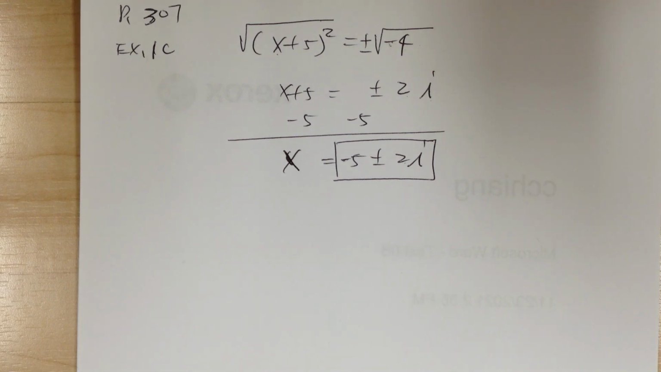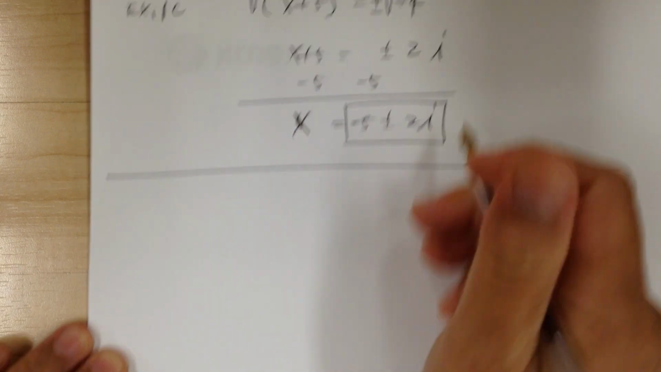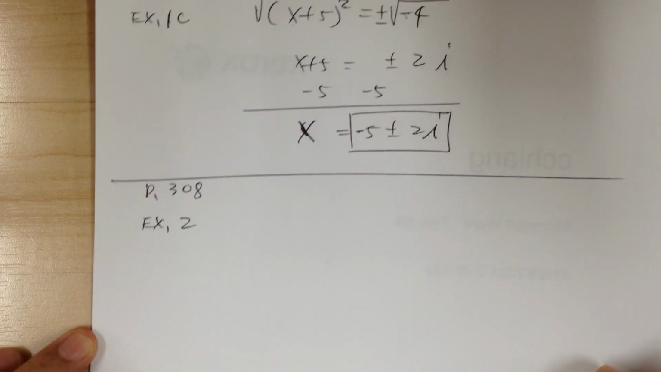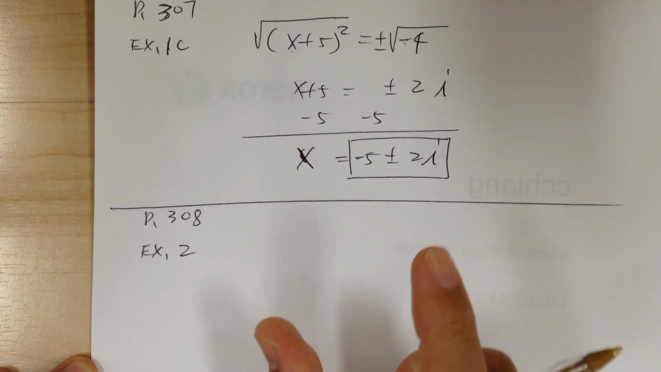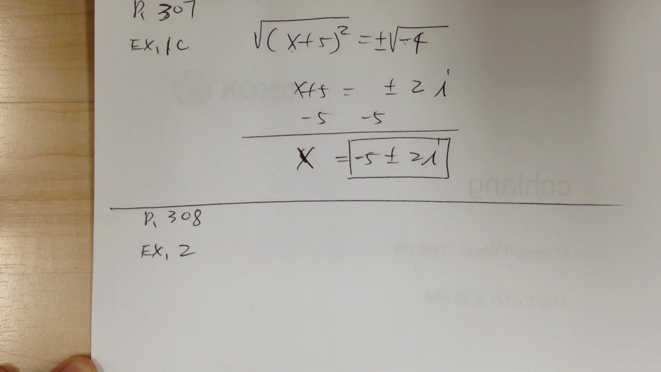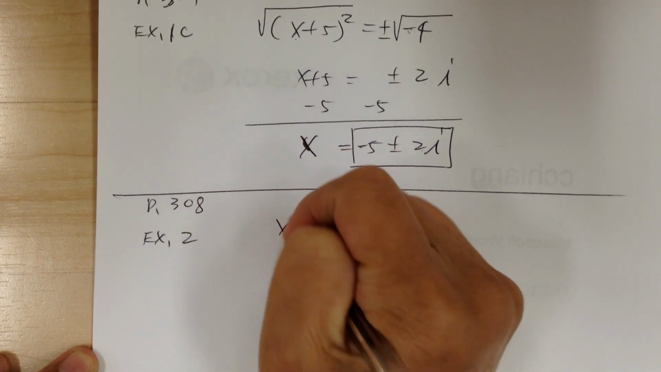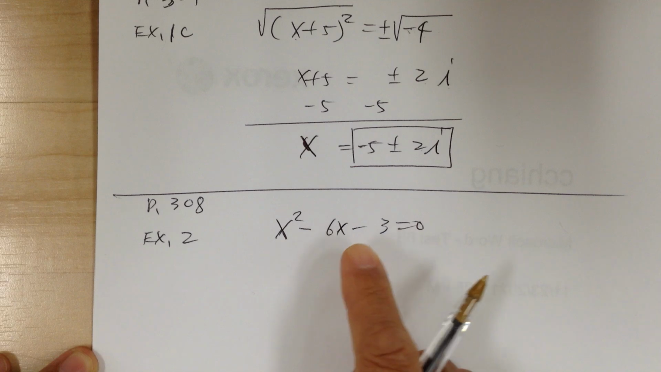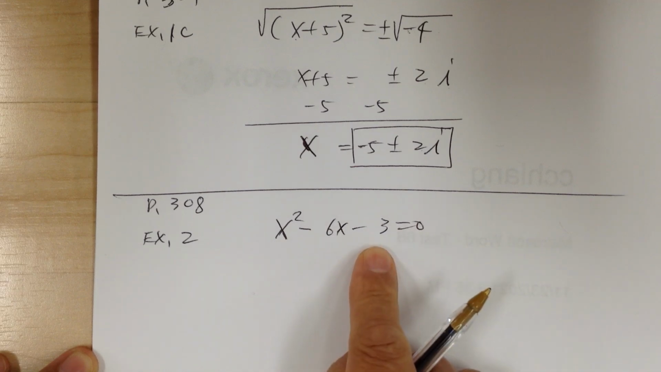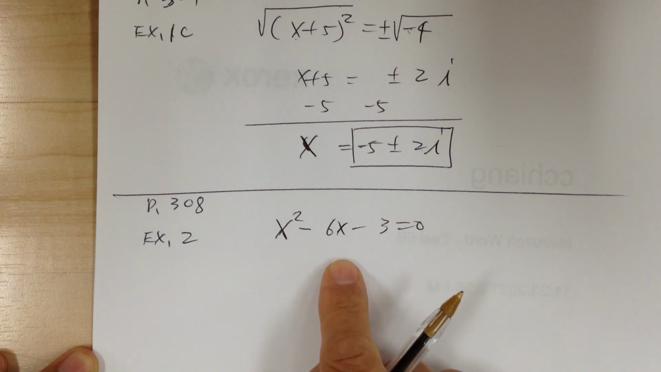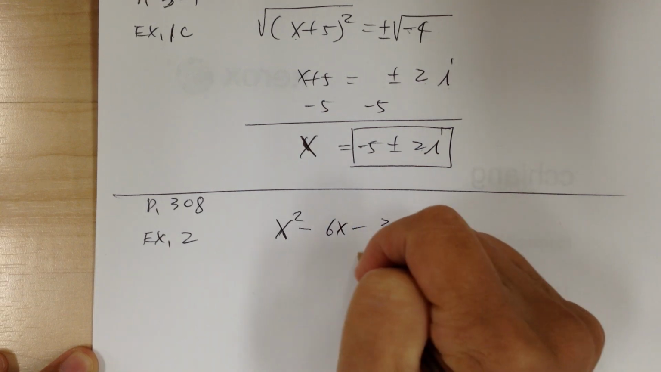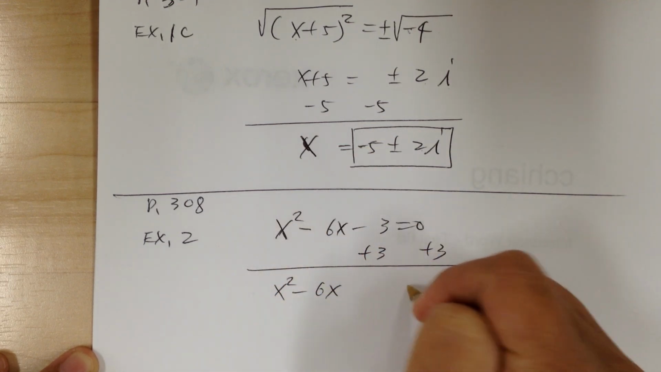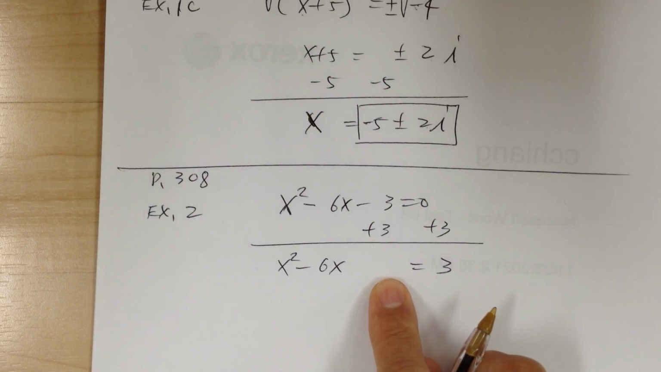Okay, now let's go to example 2. Now example 1, if you notice, is a perfect square already. It's already completed the square for you. But now when you get to example 2, you've got x squared minus 6x minus 3 equal to 0. So this is not complete. This is not a perfect square. To complete the square, first you move this out of the way, and make sure you line up. So you get x squared minus 6x equal to 3. You need to leave this space blank for now.